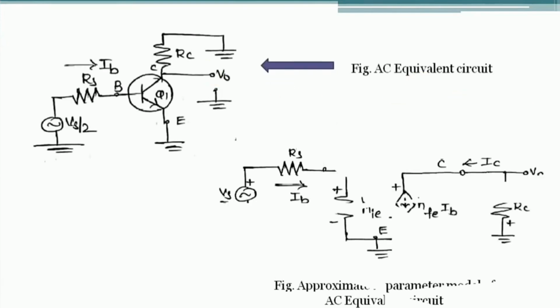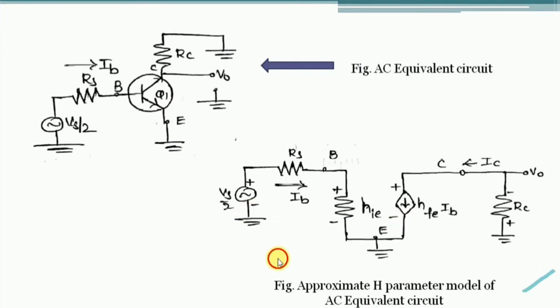So for this AC equivalent circuit, the approximate H parameter model is, so it is Vs by 2 and Rs. At the base terminal we have HIE and the emitter is grounded. Similarly at the collector terminal it is RC, and one current source will be there, that is HFE-IB. So this is the final approximate H parameter model of the AC equivalent circuit. So for this circuit, by applying either KVL, meaning Kirchhoff's voltage law, or Kirchhoff's current law, we have to find out what the differential mode gain is.